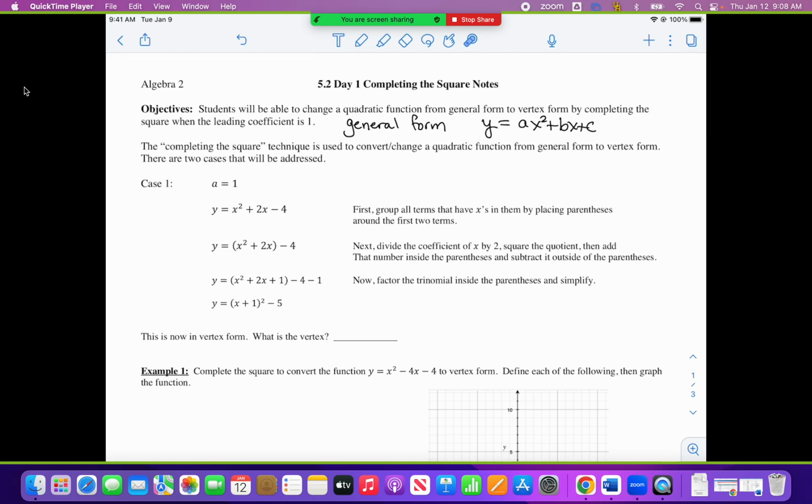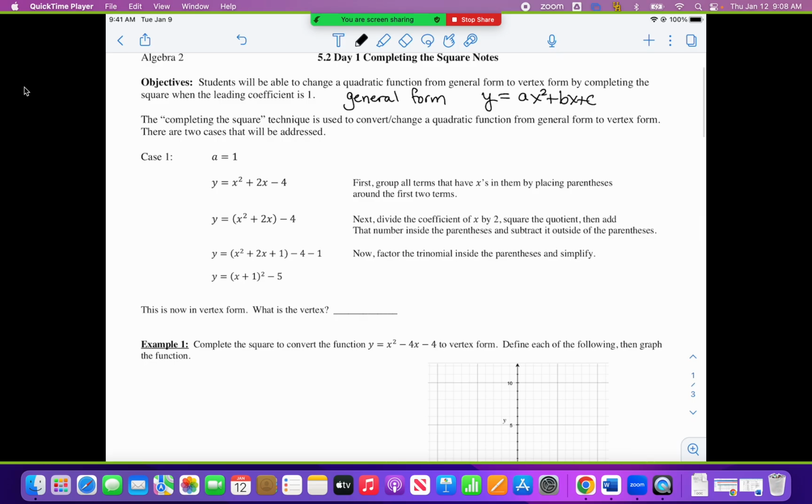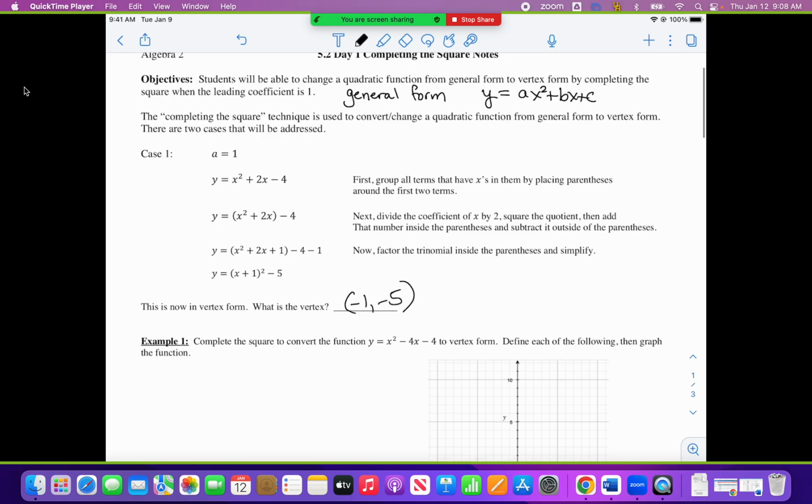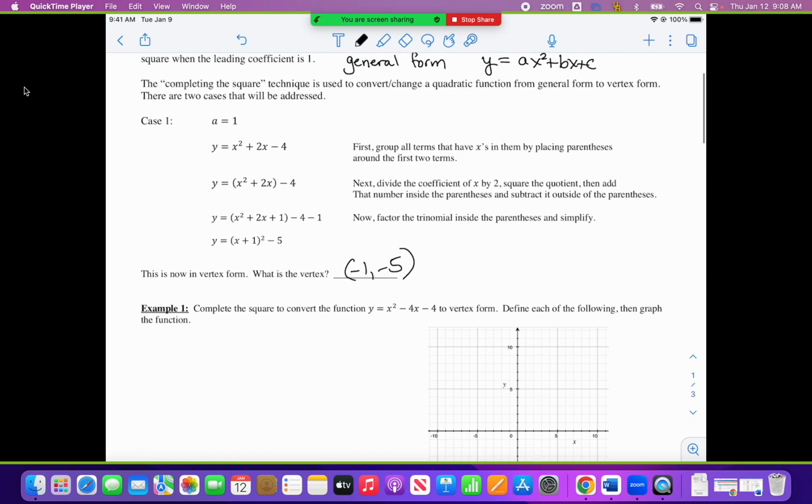X squared plus 2x plus 1 factors into x plus 1 times x plus 1, which is x plus 1 squared. Okay? So now the vertex, what is the vertex? -1, -5.